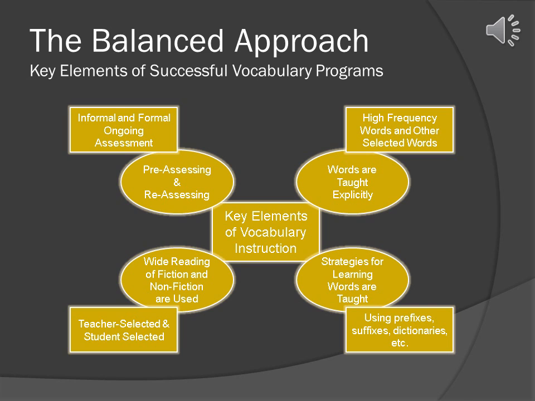Another key element is reading a wide variety of fiction and nonfiction books that are both teacher-selected and student-selected. Another key element is words that are taught explicitly, like high-frequency words and other selected words. The final key element is strategies for learning new words, like using prefixes, suffixes, dictionaries, etc.